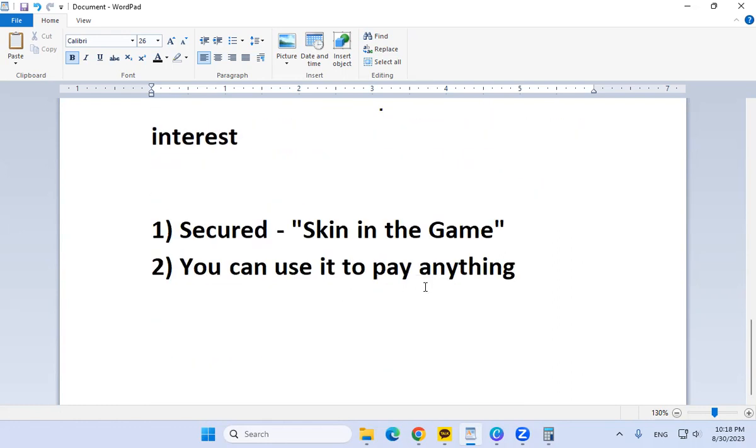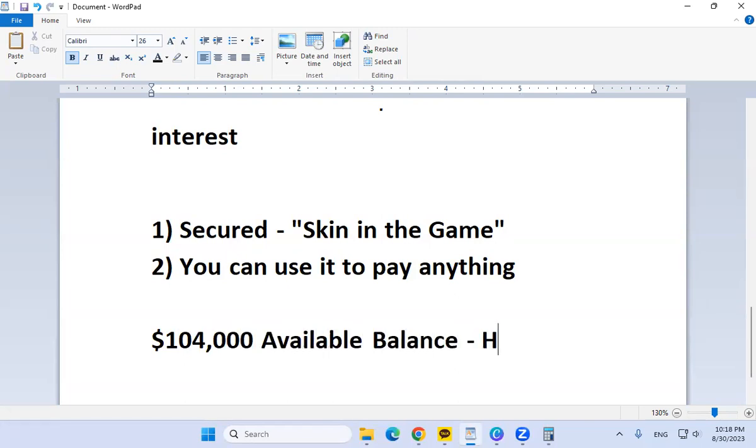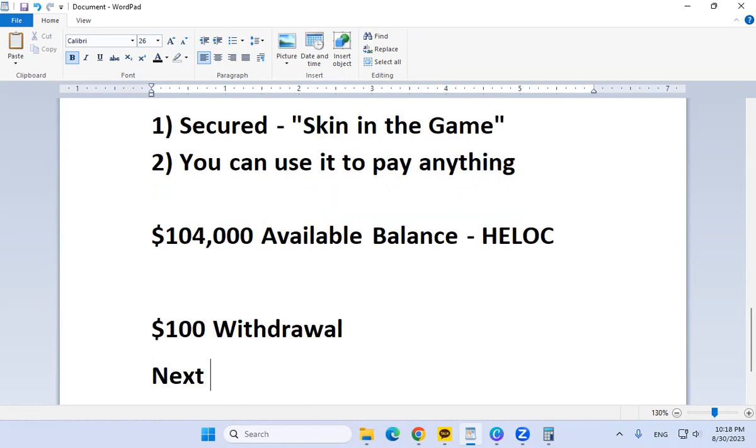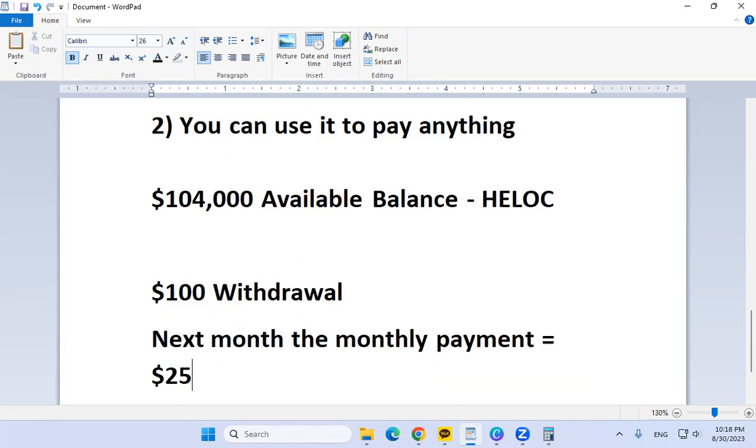So let's say I have $104,000 available balance for the HELOC, and then for some reason I'm withdrawing $100, so a $100 withdrawal, and then let's say next month the monthly payment, we'll just do a hypothetical, I don't know how it's exactly calculated, but $25 minimum payment, right?